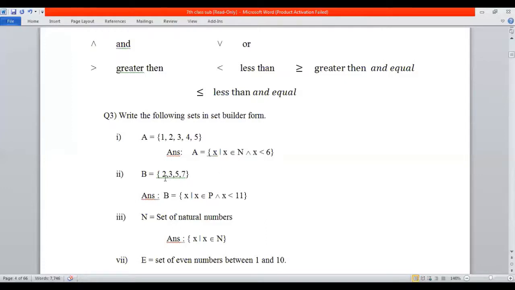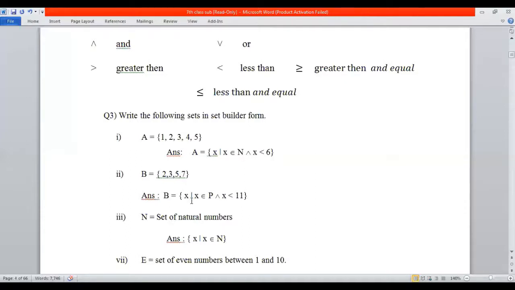So you have given 2, 3, 5 in the sequence. You can write it in the set builder notation: x such that x belongs to prime numbers and x is less than 11. It means all the prime numbers which are less than 11 are given in this set. So the same set you can represent in another way like this.